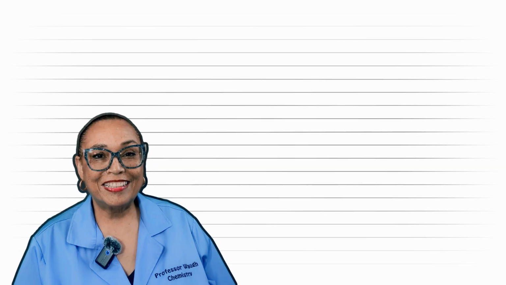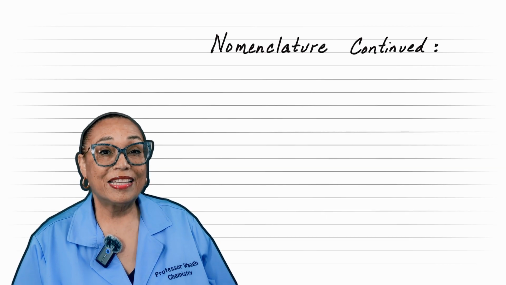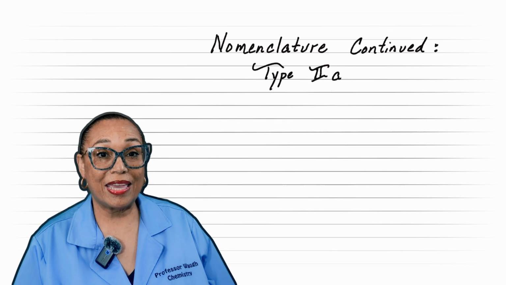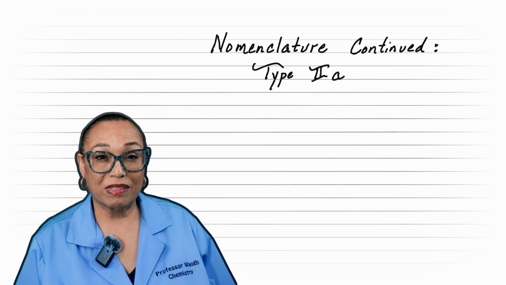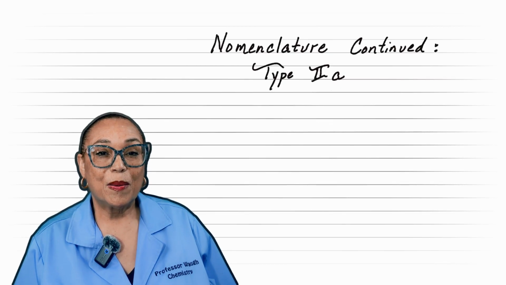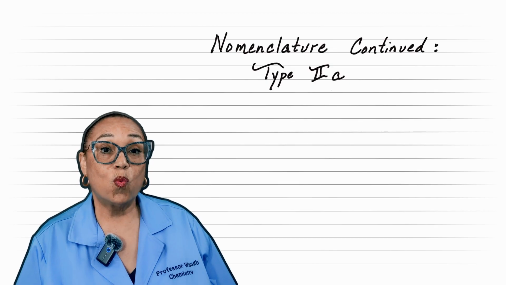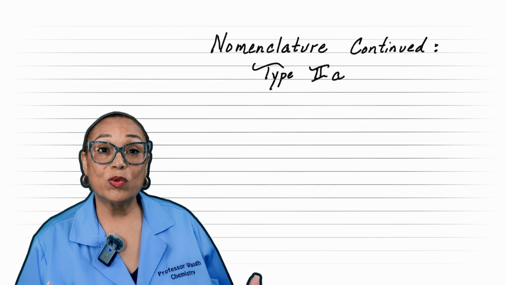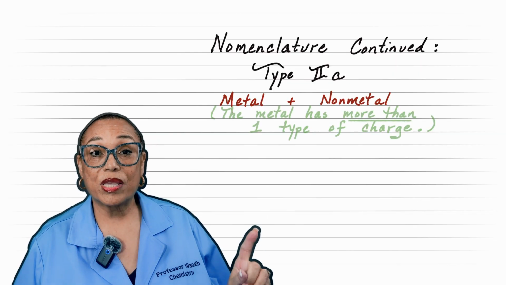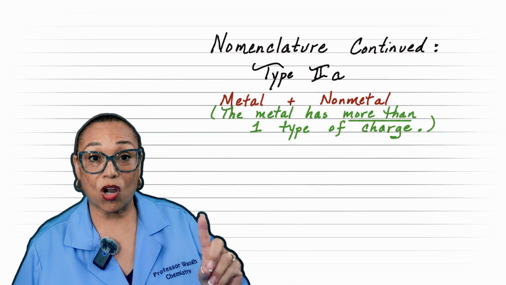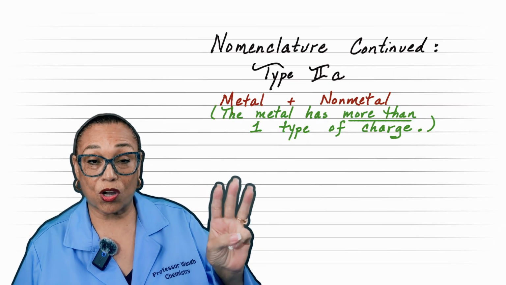Oh, hi, guys. Now we're going to continue with nomenclature, and let's talk about Type IIa nomenclature. It's normally put together as one big Roman numeral 2, but I'm going to change it. I like to say Type IIa. Why? Because here we're dealing with metals and nonmetals, but the metals have more than one type of charge. You could have one type of charge, 2 types of charge, or 3 types of charges.